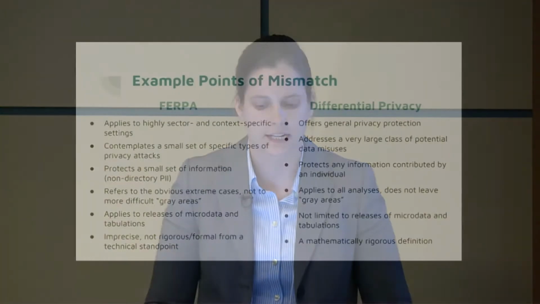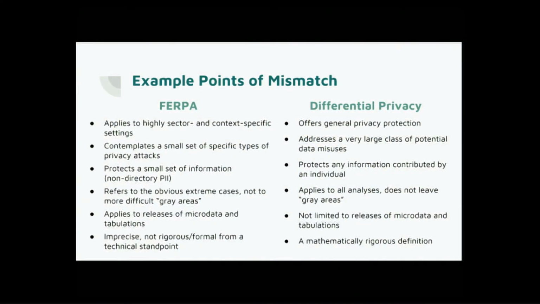FERPA, in the guidance, refers to releases of microdata and certain types of tabulations, but it's not clear how it applies to the releases of a statistical model or machine learning analysis. And FERPA is arguably not rigorous or formal from a technical standpoint, which makes it difficult to reason about a mathematically rigorous definition like differential privacy.